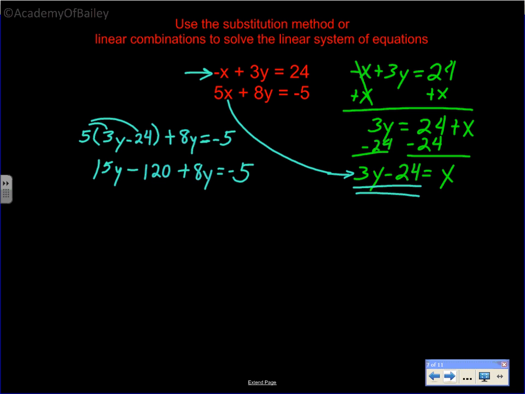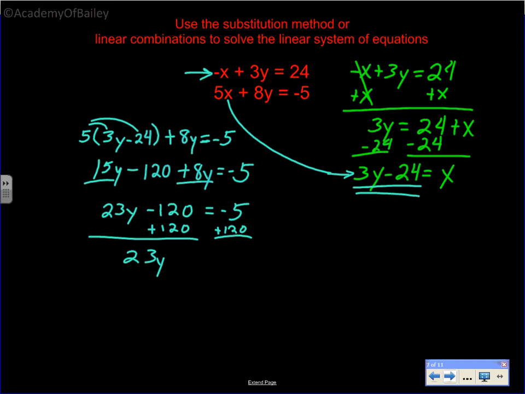And we can combine like terms, right? 15y plus 8y will give us 23y. Trying to get y by itself, add 120 to both sides. 23y is equal to negative 5 plus 120.